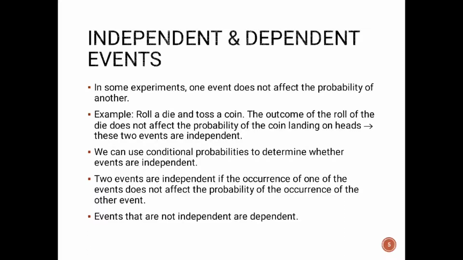Okay, we can use conditional probabilities to determine whether events are independent or not. Okay, two events are independent if the occurrence of one of the events does not affect the probability of the occurrence of another event. Okay, events that are not independent are dependent.